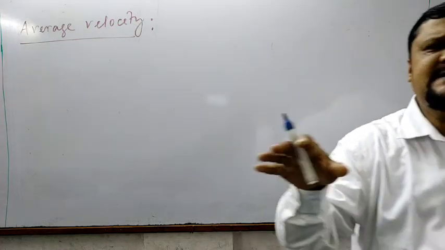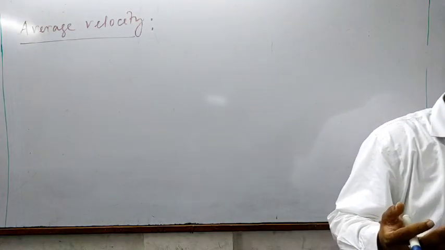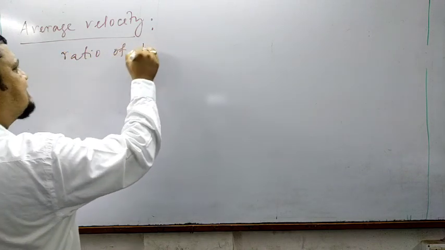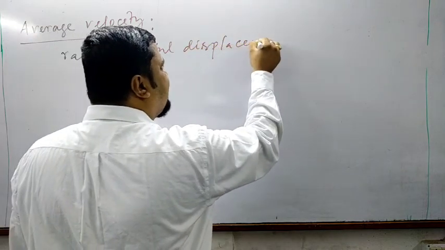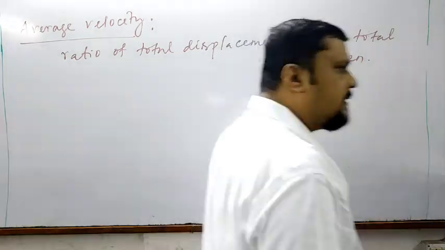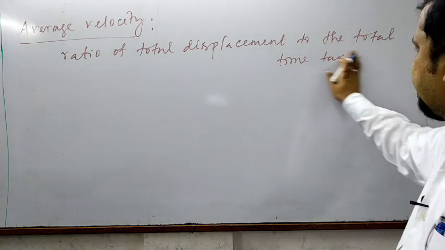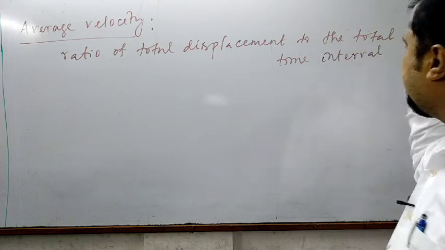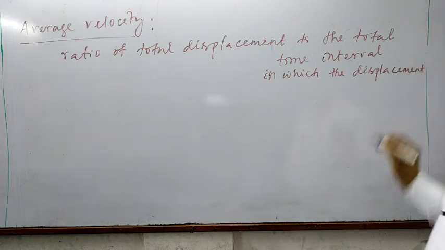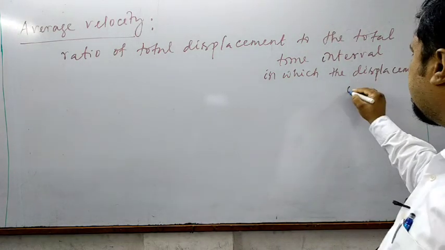When a body is in variable velocity, the average velocity of the body is the ratio of the total displacement to the total time interval in which the displacement occurs.